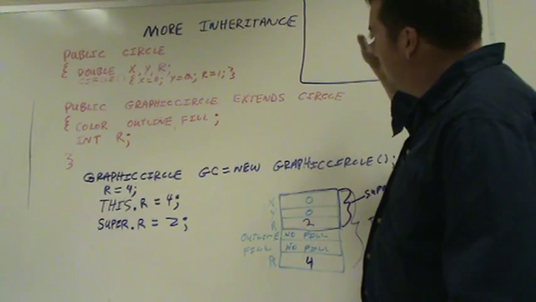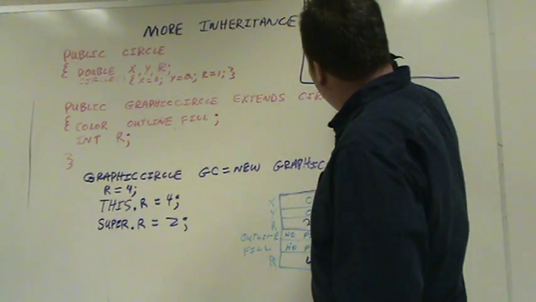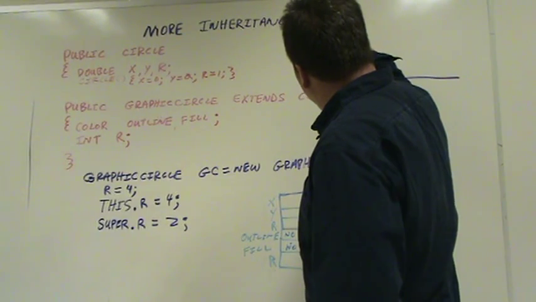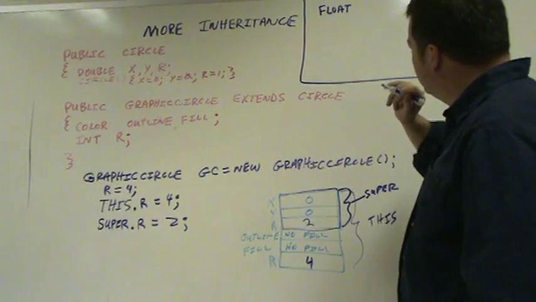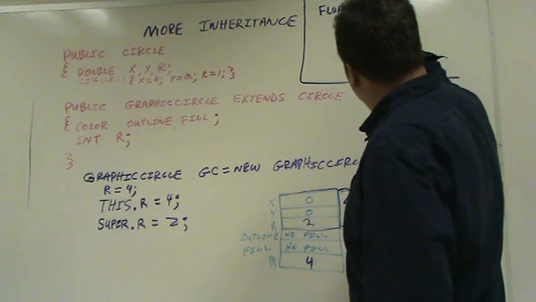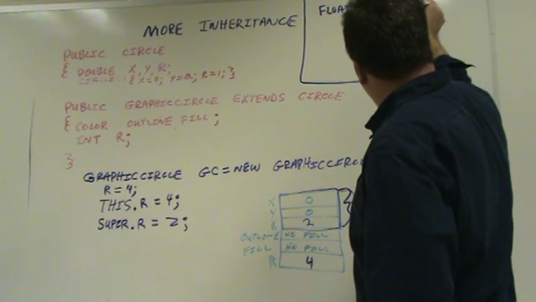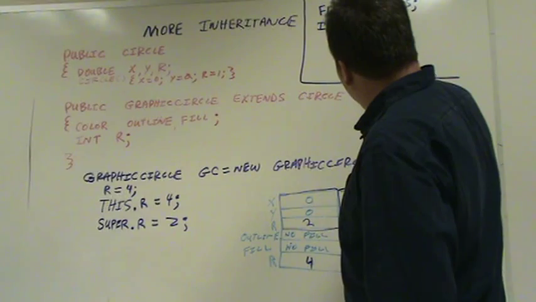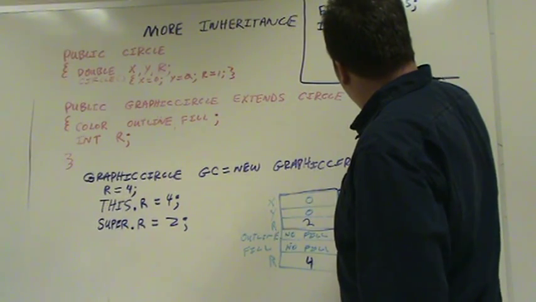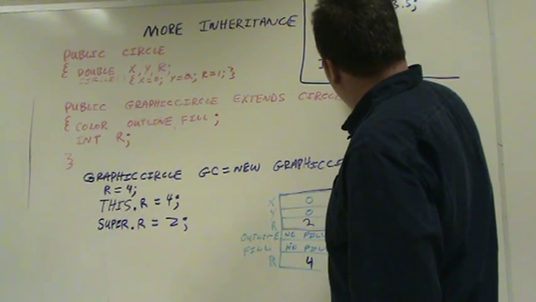Let's take a little time out from this graphic circle thing. If we have a floating point, this is a topic called casting a variable. We have a floating point called f equals 3.5, and we have an integer, i. And then we say i equals f.